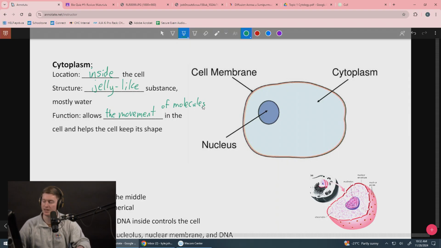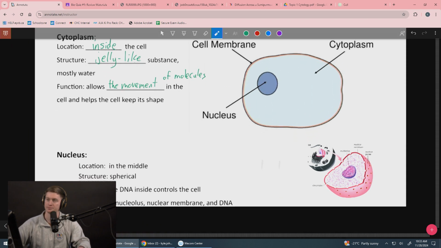In the cell and helps the cell keep its shape. It's this jelly-like substance that fills the whole inside and allows things to move around the cell.